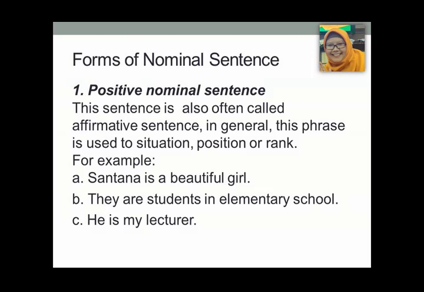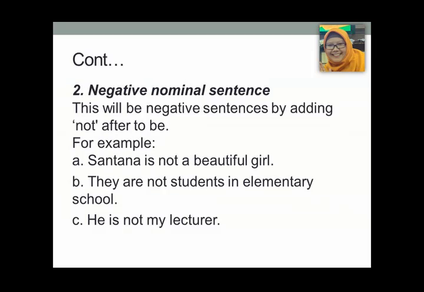And then the second form, the negative nominal sentence. This is made negative by adding not after to be. For example, Santana is not a beautiful girl. The second one, they are not students in elementary school. The last one, he is not my lecturer.